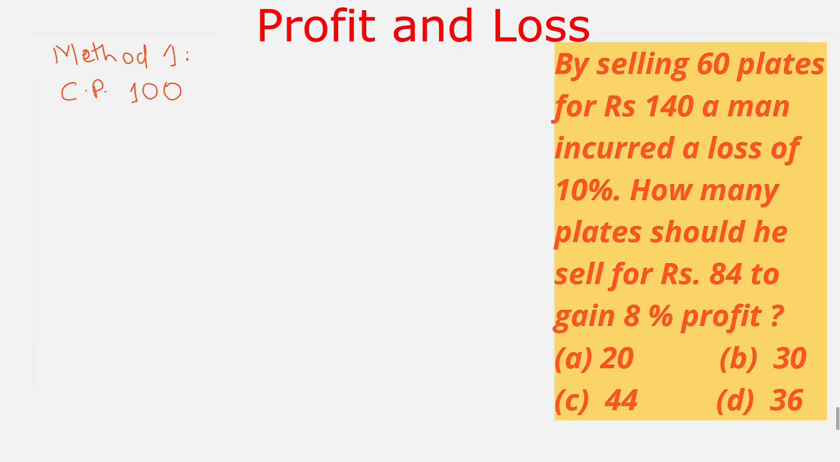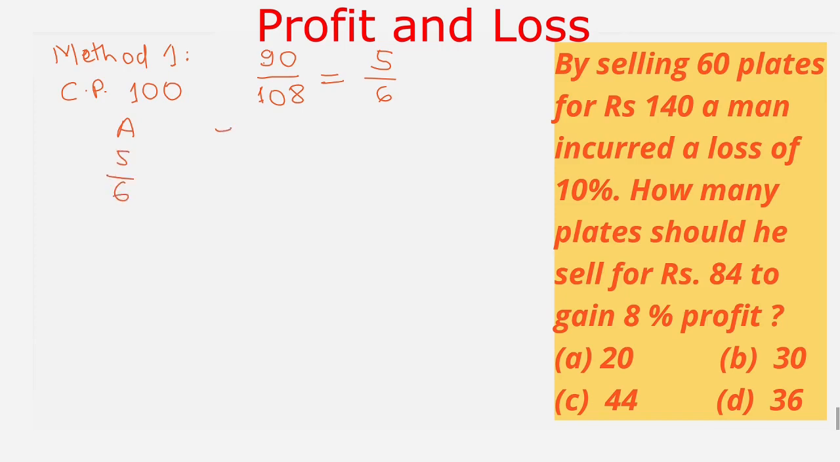Let CP be 100. Earlier there was a loss of 10%. It means that the first selling price was 100 minus 10 is 90. And now we want 8% profit. Then the next selling price for the same quantity of material should be 108. 100 plus 8 is 108. This is in the ratio 5:6, as 18 divides 90 for 5 times and 108 for 6 times. So our amount is in the ratio 5:6.